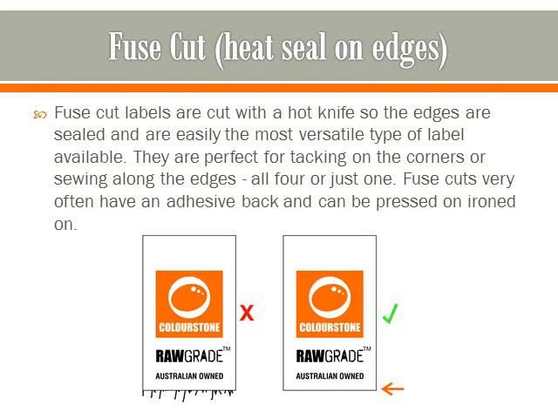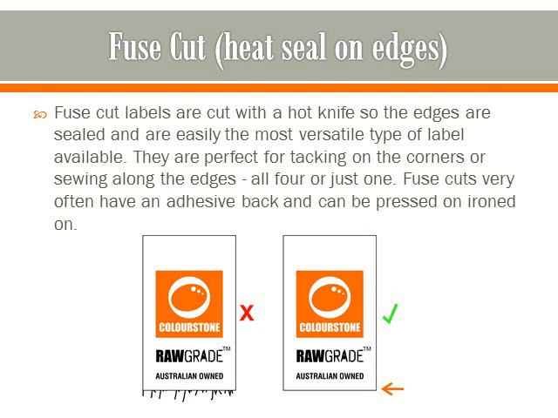Fuse, the heat seal. The fuse cut labels are cut with a hot knife, and you have to use synthetics. Using a hot knife on natural fibers won't give you the fuse cut look. So the edges are sealed, and this is the most versatile type of label available. They're perfect if you just want to fold corners under on one side, or if you just want to fold down one side.